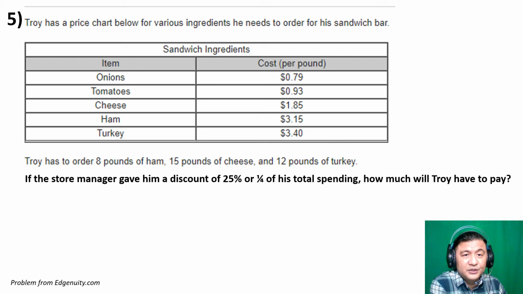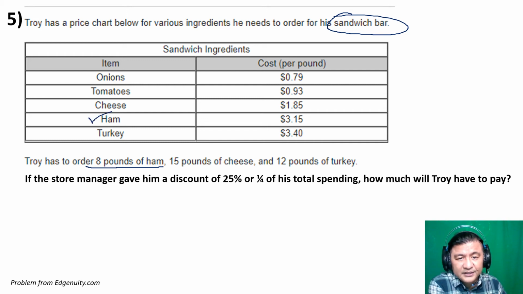Now this is the last problem. Troy has a price chart below for various ingredients he needs to order for his sandwich bar. Again, we saw this a while ago. Same sandwich bar. Troy has to order 8 pounds of ham. Ham is over here. I get 8 pounds. What else? 15 pounds of cheese. Cheese is over here. 15 pounds of that one, $1.85 each. And what else? 12 pounds of turkey, 12 of that one.